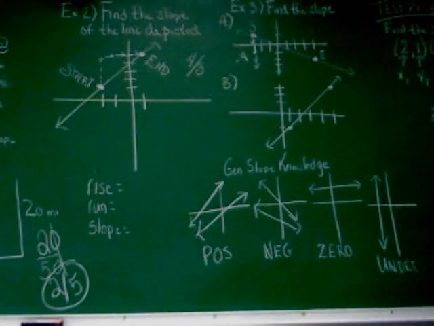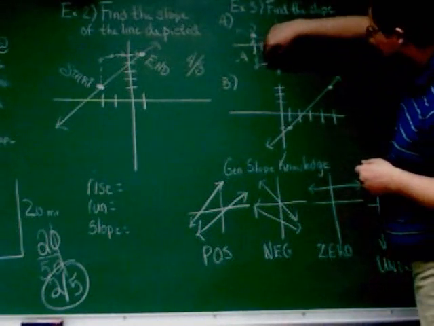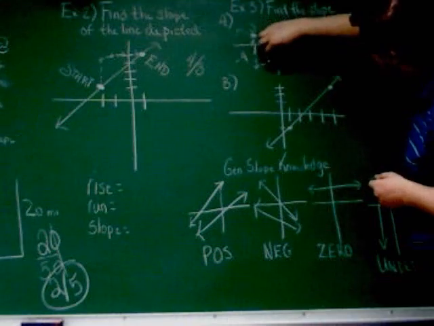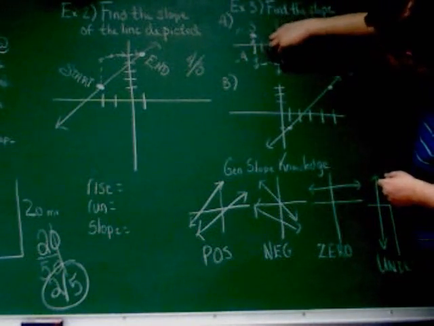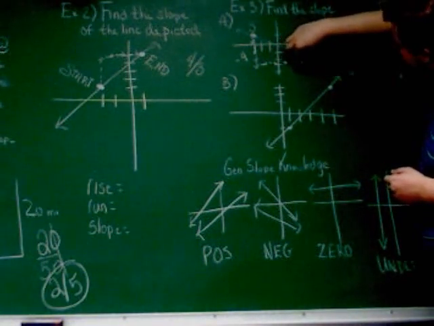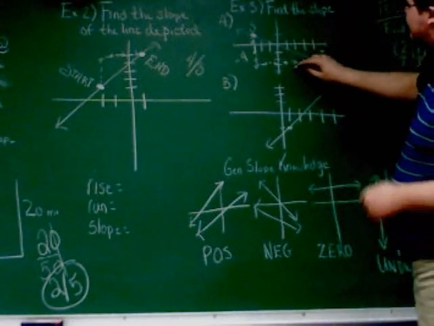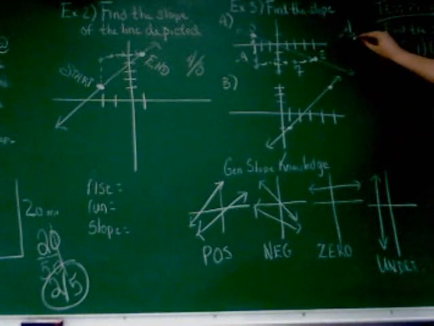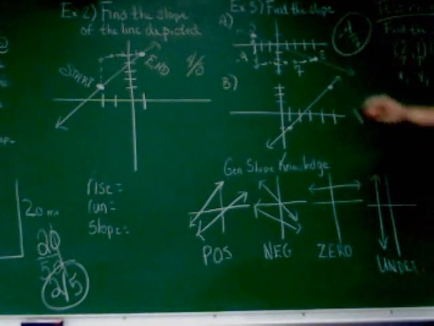Okay, and then I have to count my run here. That's 1, 2, 3, 4, 5, 6, 7 jumps off to the right. So my slope is -4/7.